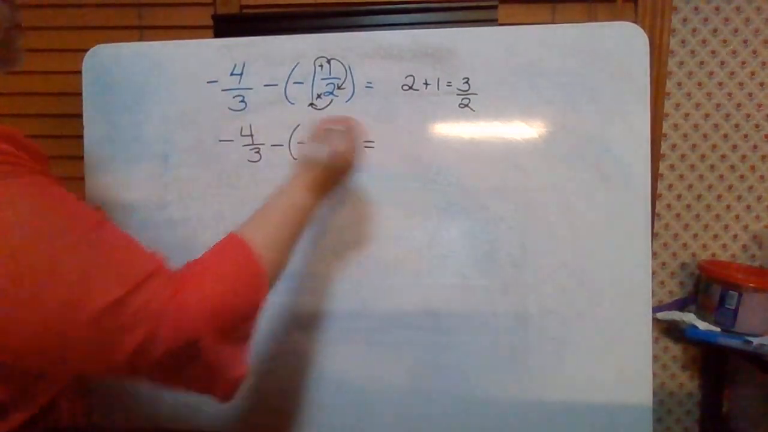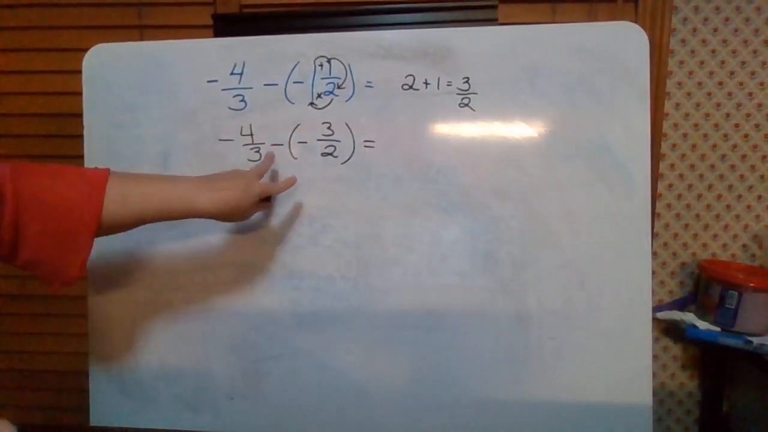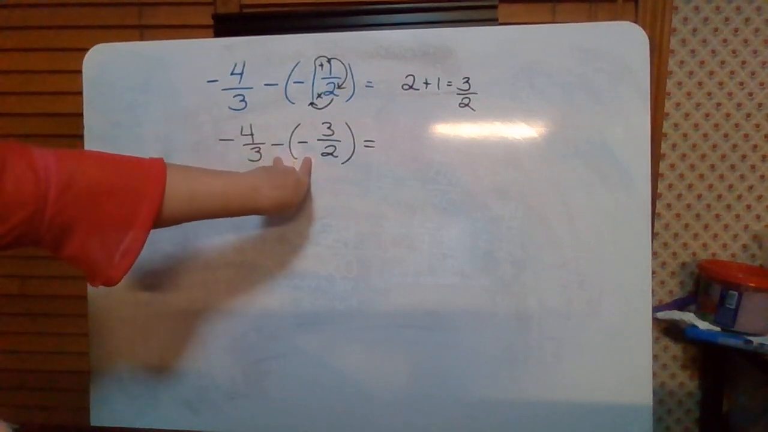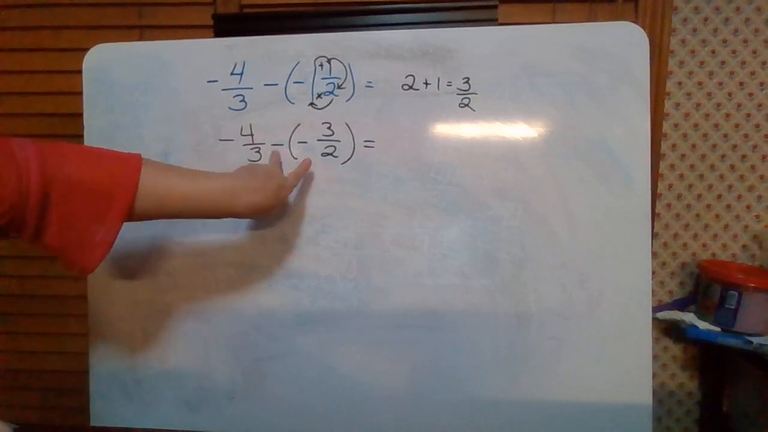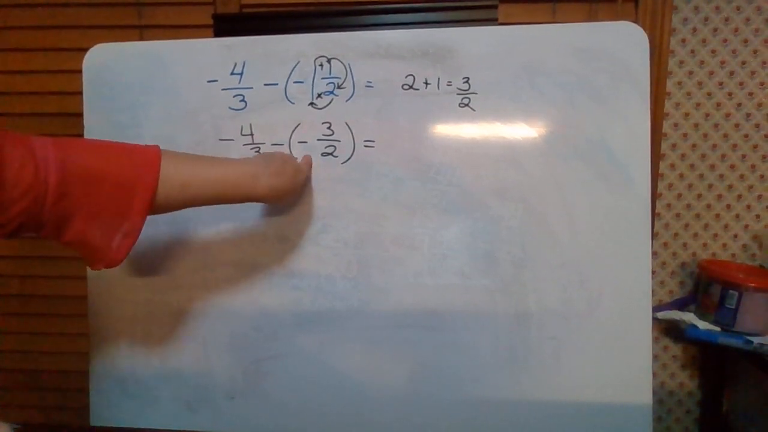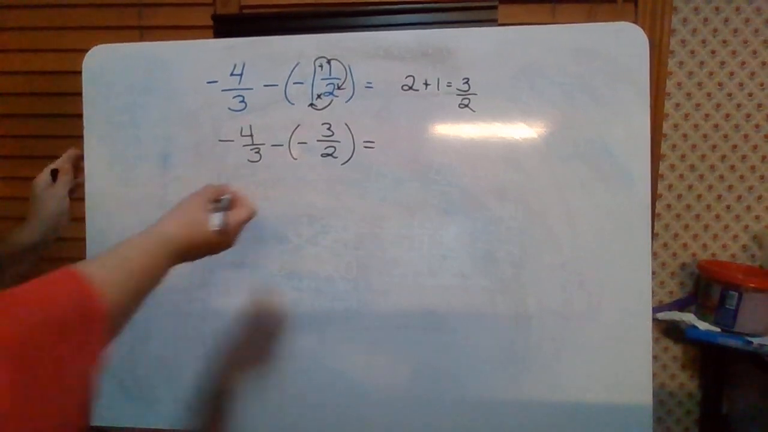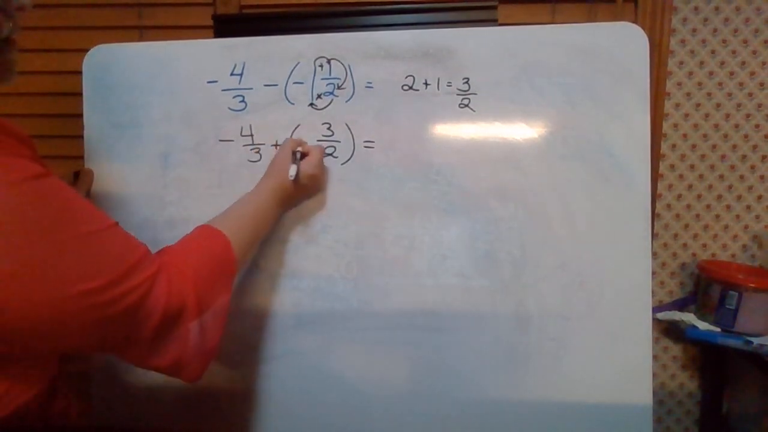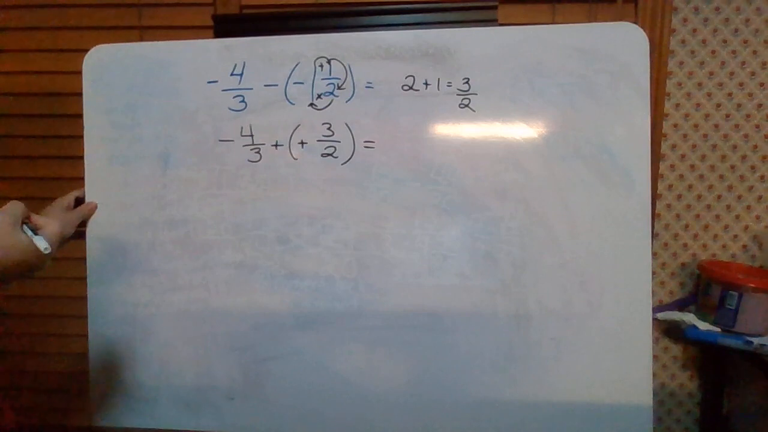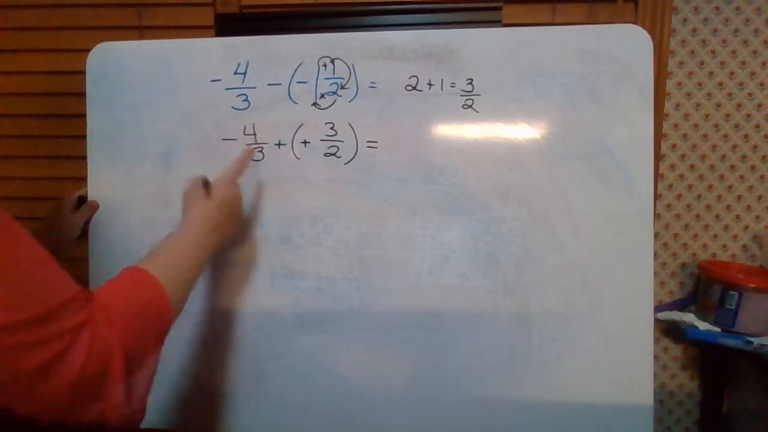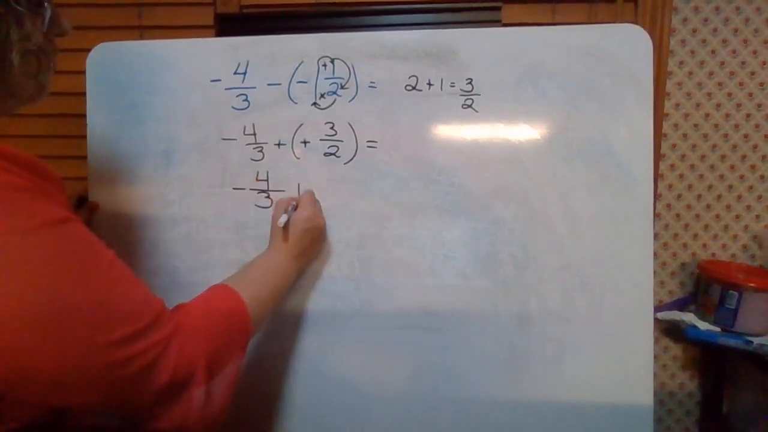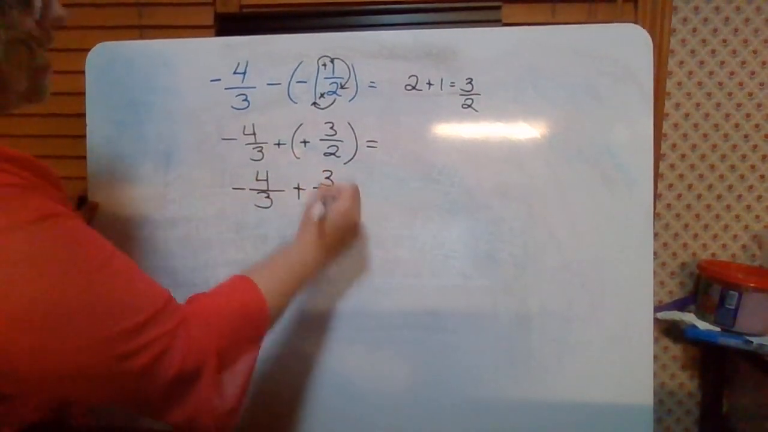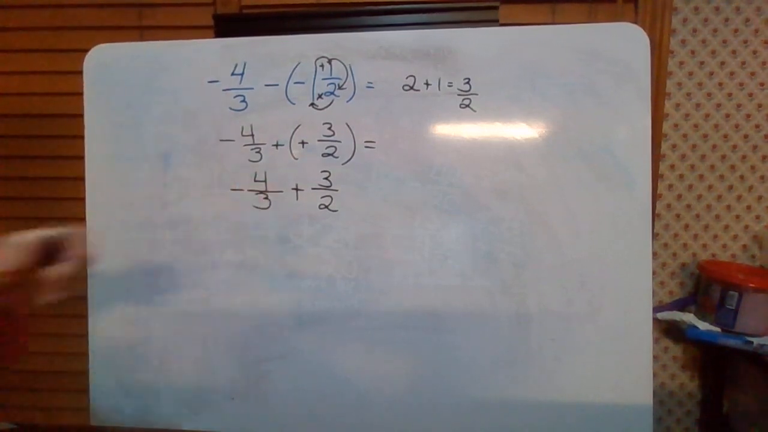I did this one on purpose to remind you about something. Can we have a double negative? Just like in English, can you use a double negative? No, we cannot. When you have a double negative, they cancel each other out and they become positives. So what we technically have now is negative 4/3 plus 3/2. Now we can do our common denominator.